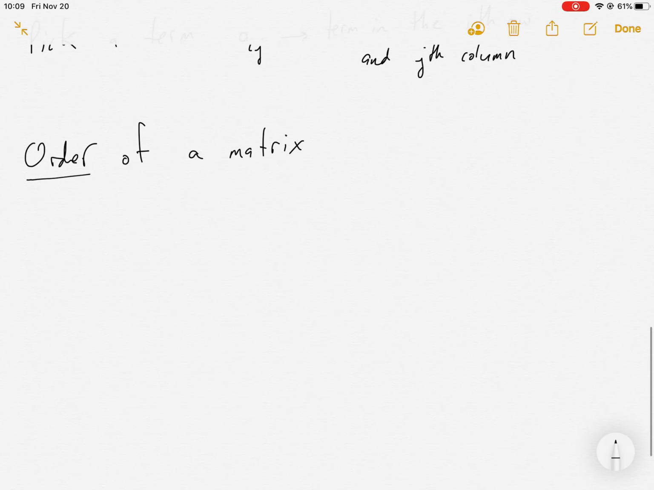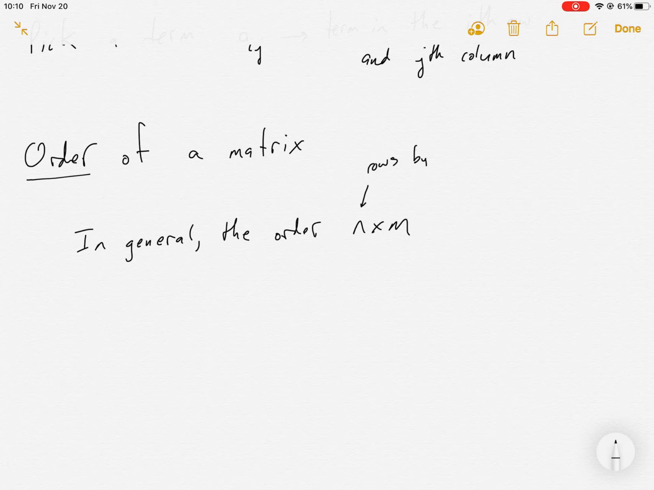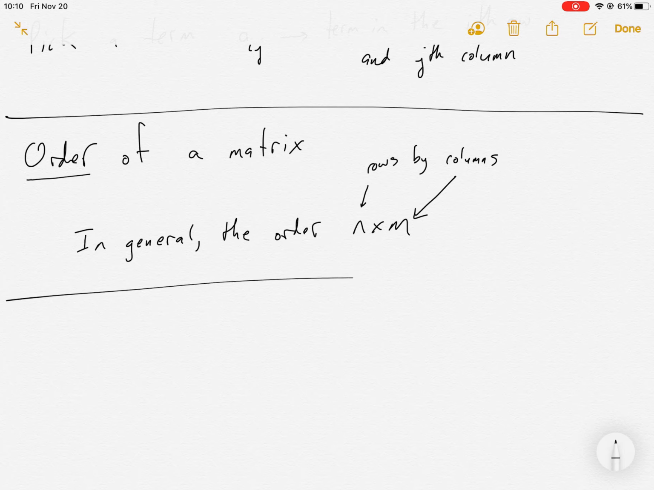And the order is, for this matrix I gave up here, in general, the order is, we say n by m in this case. So it's rows by columns. By the way, I will do another example to kind of cement all these terms, but for now I'm just going to throw all the terms out for you. So the order of a matrix is, we would say, n by m.